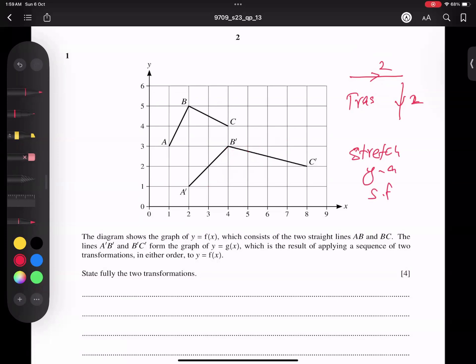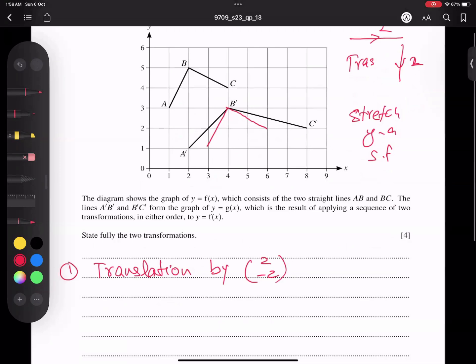First of all, if I drag 1, 2, 1, 2 here, it means 2 right and 2 downwards. So we can say this is a translation by (2, -2), because it's going down, and this is positive because it is the right side. But afterwards, there's a number 1, number 2.